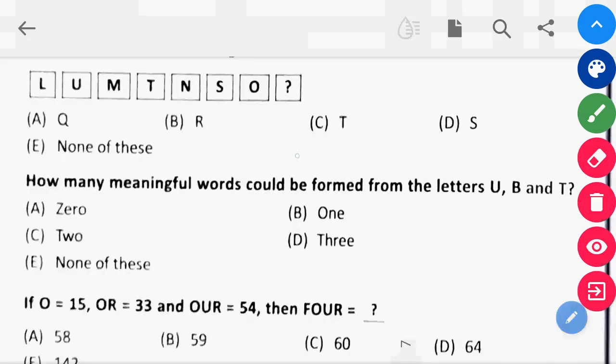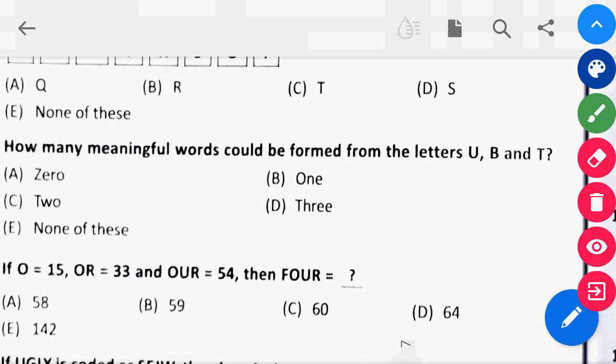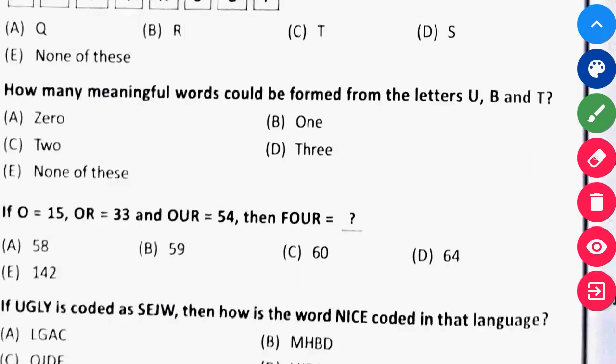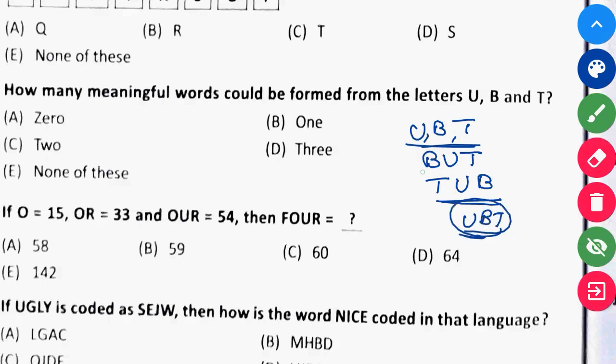Now, how many meaningful words could be formed with the letters U, B, and T? We have three letters U, B, and T, and we have to find the meaningful words. How many combinations we can make has no meaning; we have to find the meaningful words. The first meaningful word I know is but. The second one is tub. Now, is there any more word? Does UBT have some meaning? No.